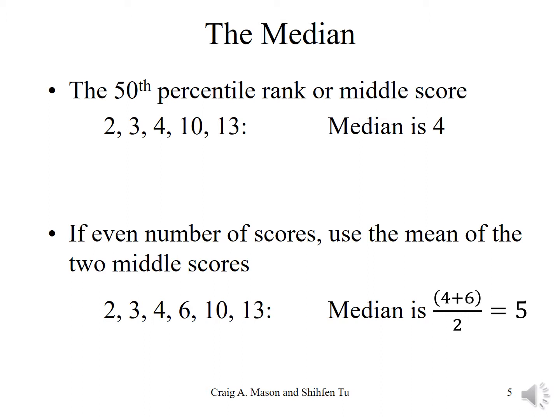If we modify the data a bit so that we have an even number of scores, our 2 middle scores in order are 4 and 6. So the median is halfway between them, or the mean of 4 and 6, which is 5.